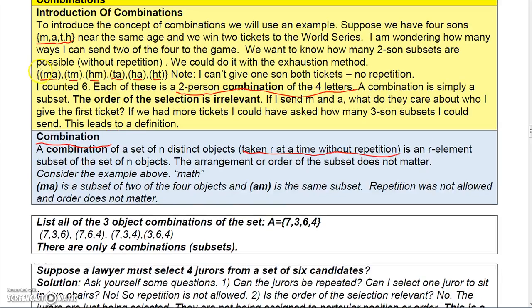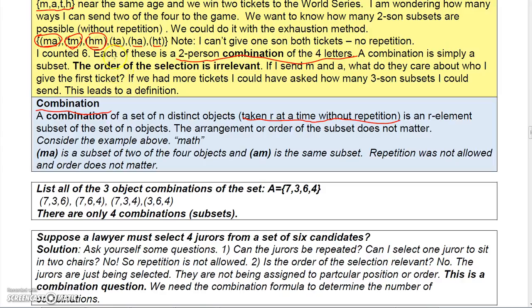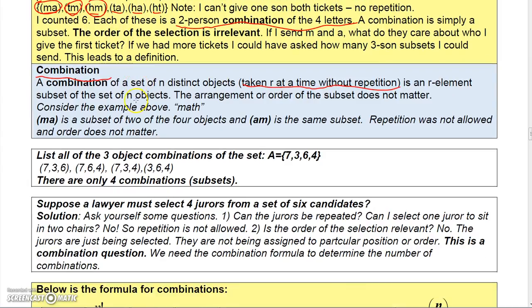If you look at this, MA is a 2-element subset of those 4 objects. TM is a 2-element subset of those 4 objects. HM is a 2-element subset of those 4 objects, and so on. So there are actually 6 combinations, or 6 subsets.